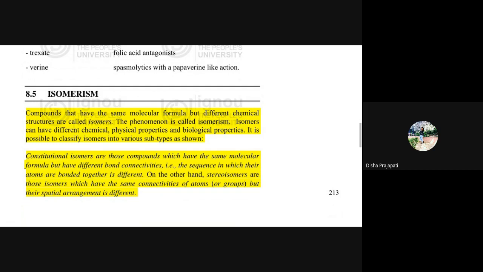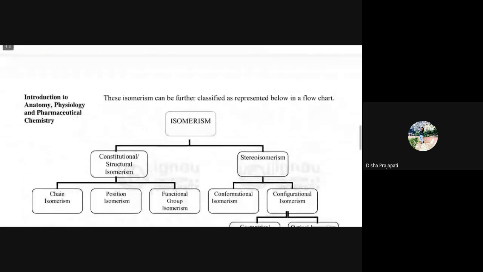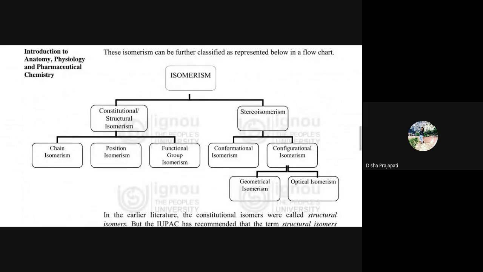Constitutional isomers are those compounds which have the same molecular formula but different bond connectivities. That is, the sequence in which their atoms are bonded together is different. On the other hand, stereoisomers are those isomers which have the same connectivities of atoms, but their spatial arrangement is different. We'll discuss by examples. Isomerism can be further divided into constitutional isomers and stereoisomers.